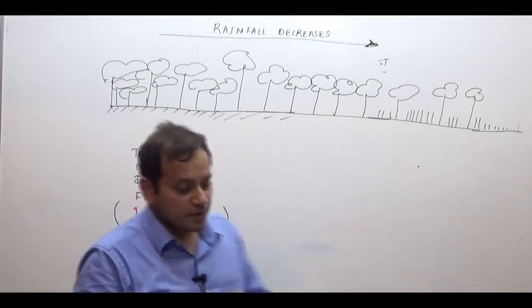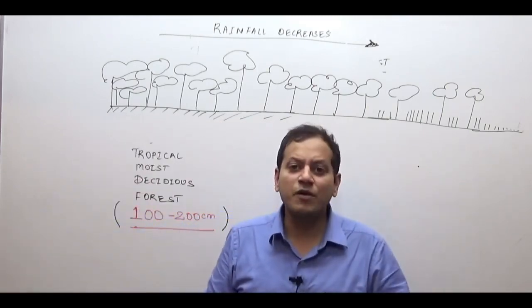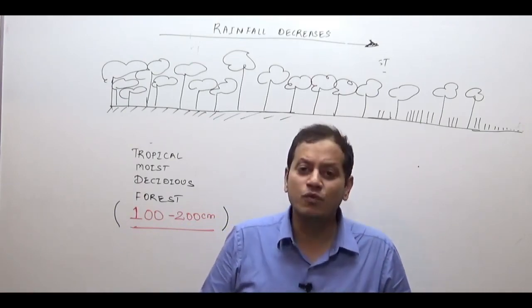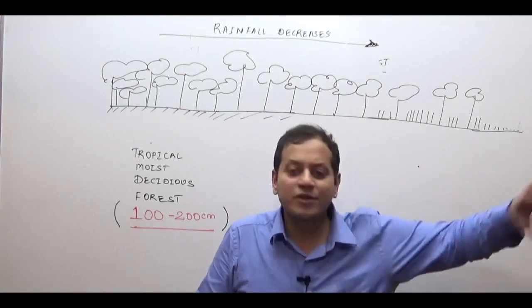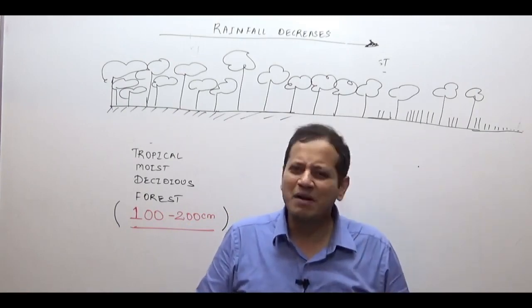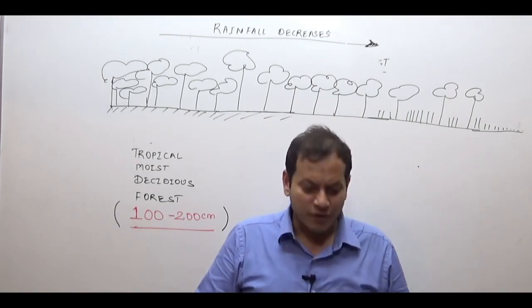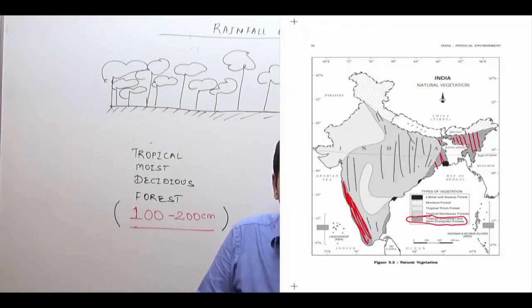Now you see, the tropical deciduous forests are found in many states of India, and therefore you do not have to worry about the extent of the tropical deciduous forest. Why? Because it is the most common forest found in India. Now you can see from the map where it will be found.